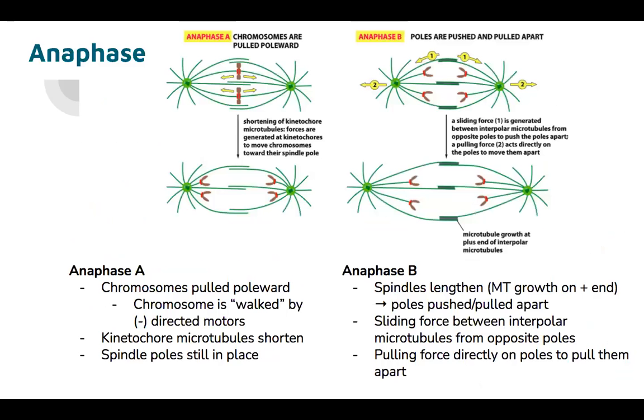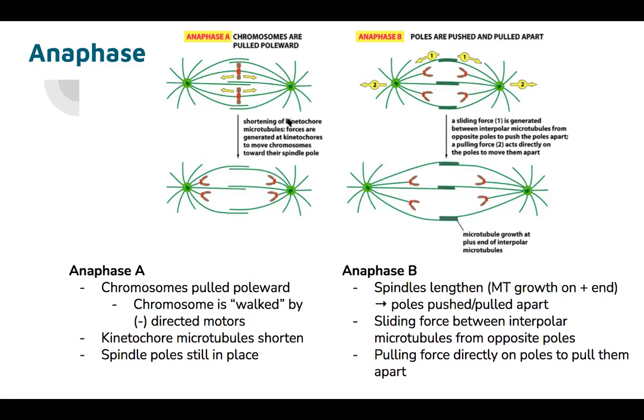So moving on to anaphase. There's anaphase A and there's anaphase B. In anaphase A, the chromosomes are pulled poleward, so towards the spindle poles. The chromosomes are walked by the minus-end directed motors. And the kinetochore microtubules that are attached here are shortened, so they go from being in the center at the metaphase plate, and they're being shortened towards the poles. And then in anaphase B, there's a sliding force, and the spindles lengthen, so the microtubules grow on their plus end.